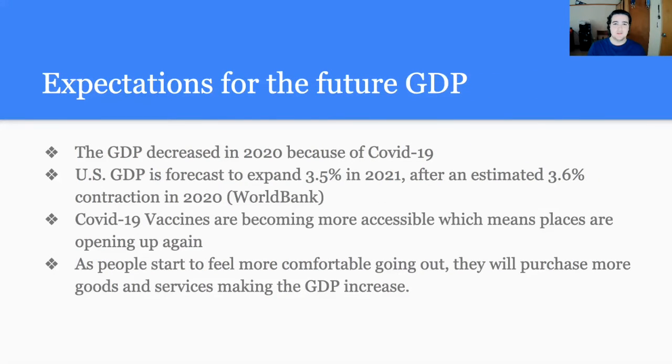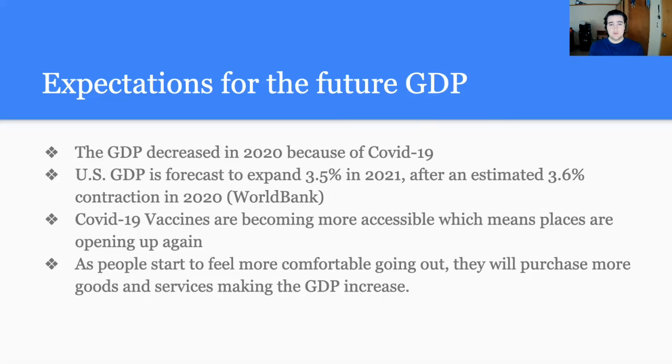The expectations for the future of the GDP. So in the past year, because of COVID-19, the GDP has decreased significantly. This is mainly because since the pandemic started, everyone was pretty much forced to go into lockdown. So people were staying inside and they weren't going out as much, and therefore they weren't spending much, which means that the GDP would not increase or even decrease, which it did.